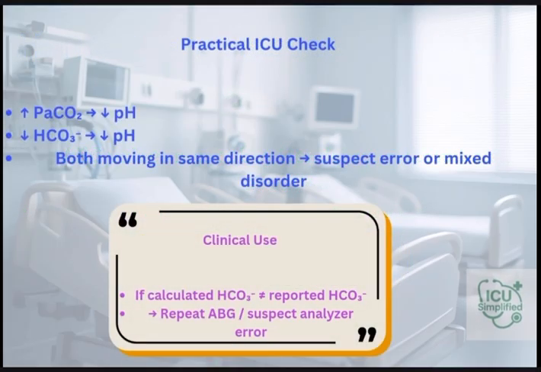In day to day ICU practice, we apply the Henderson-Hasselbalch concept in a practical way rather than doing calculations. An increase in PaCO2 should lead to a fall in pH, and a decrease in bicarbonate should also lead to a fall in pH. These relationships should move in predictable directions. If both PaCO2 and bicarbonate are moving in the same direction without a clear explanation, we should pause and consider either a mixed acid-base disorder or a possible error. From a clinical standpoint, if the calculated bicarbonate does not match the reported bicarbonate, it's safer to repeat the ABG or suspect an analyzer or sampling error rather than forcing an interpretation.